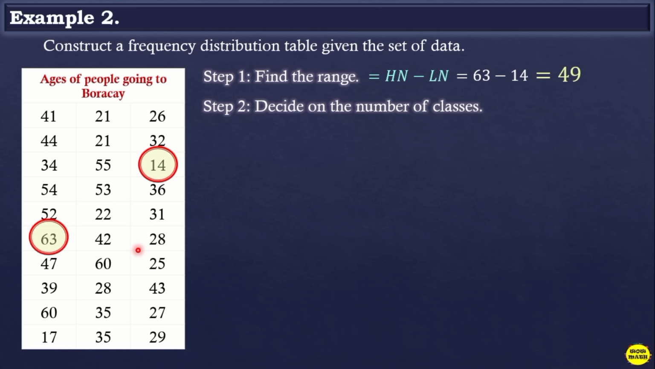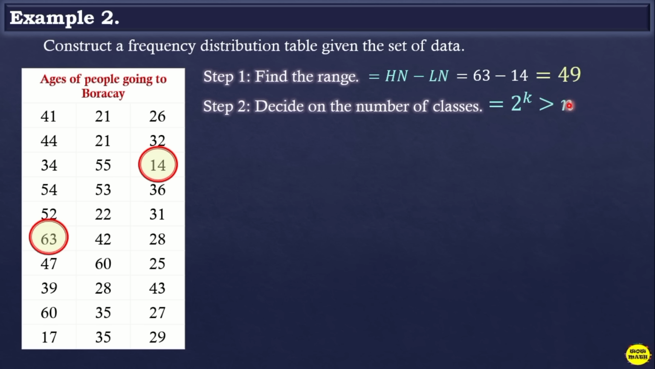Step 2, decide on the number of classes. In this case, we really have to decide because it is not given. The teacher did not give us the number of classes. Okay? So, usually, 5 to 20 can be our classes, depending of course on our data. Now, or you may use this as your guide: 2 raised to k is greater than n. So, the value you get here should be greater than n.